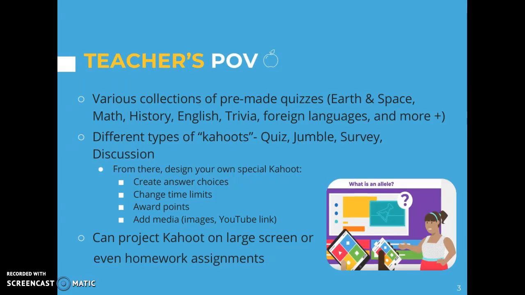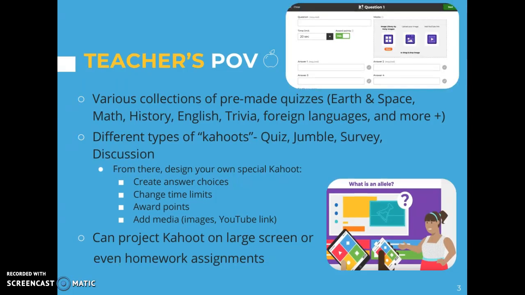After you choose the overall design, you can manipulate different game settings, such as asking specific questions, changing the time limit for each question, awarding a specific amount of points. You can even add your own images or YouTube videos to show. The most common way teachers can use Kahoot is to project the game on a large screen and have students play on their devices in class, but there is also an option to assign it as homework.